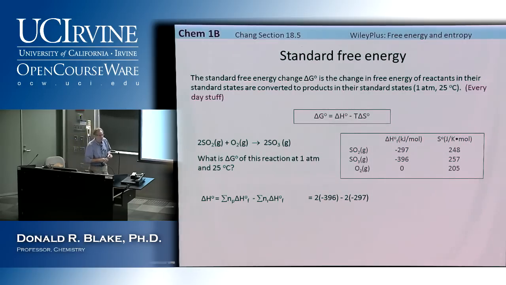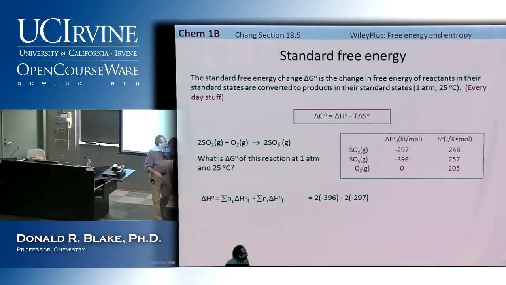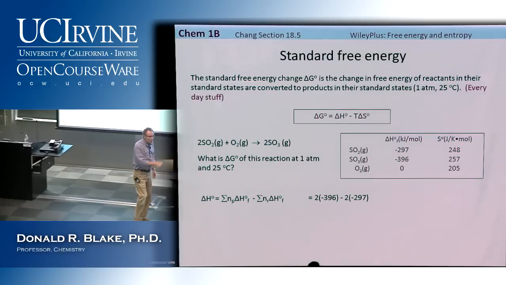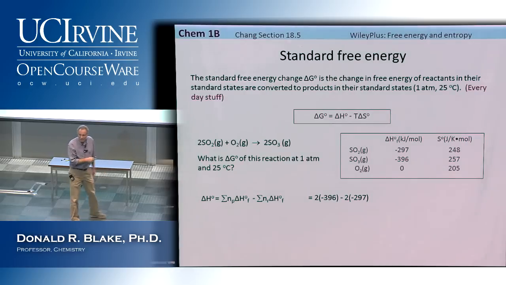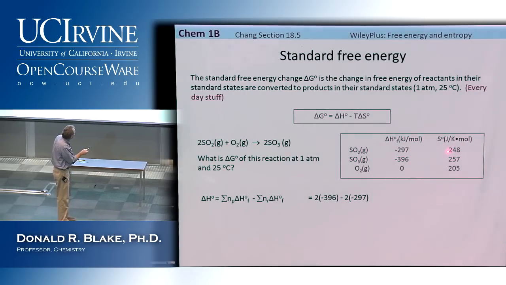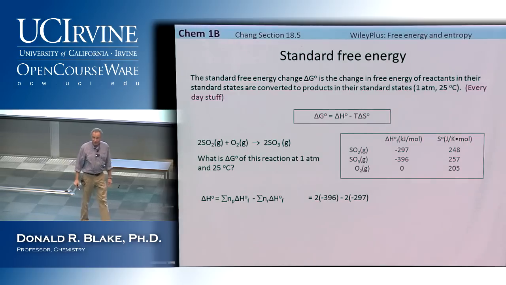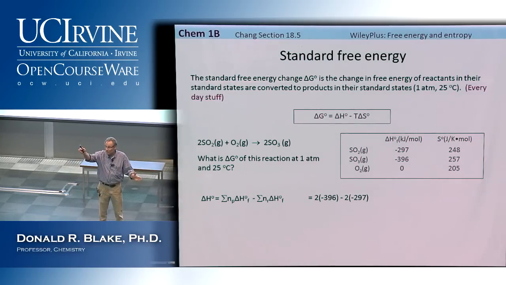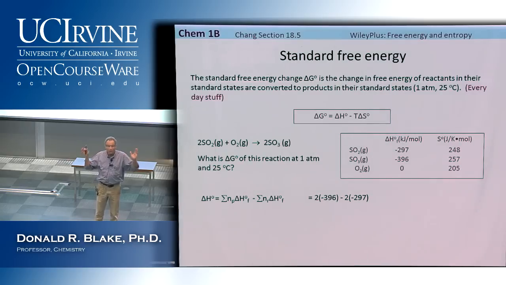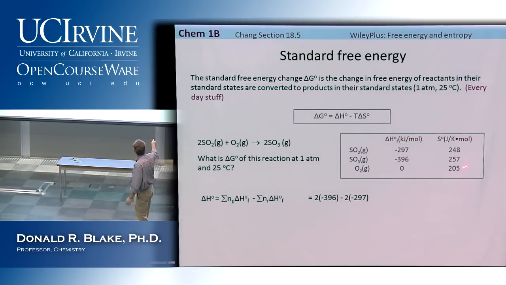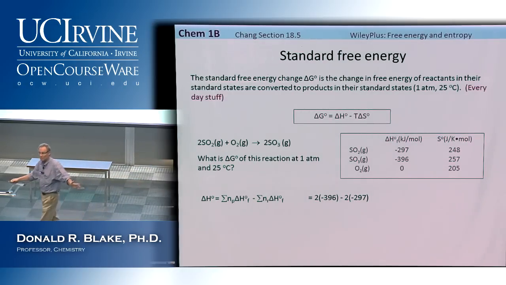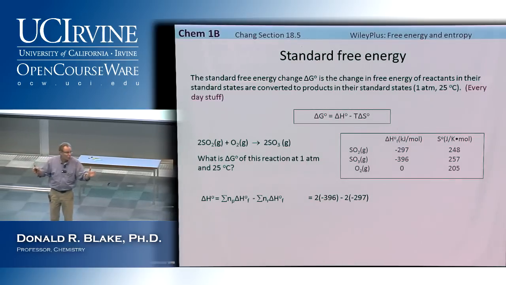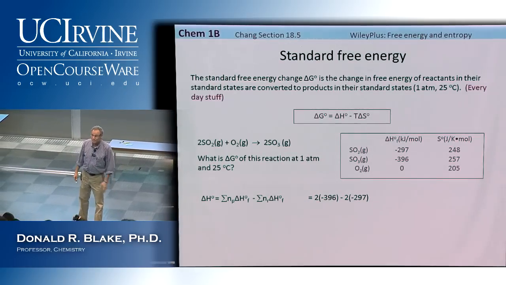Good question. It's not me being mean that these are listed in kilojoules and these are in joules. The reason these are in joules is, look at how small they are. This is less than a kilojoule, and this is a lot of kilojoules. So you absolutely must convert, and I don't care which way. I don't care if you go to kilojoules for this, or if you turn this into joules. You're going to get the answer right regardless. But you cannot add a kilojoule to a joule.